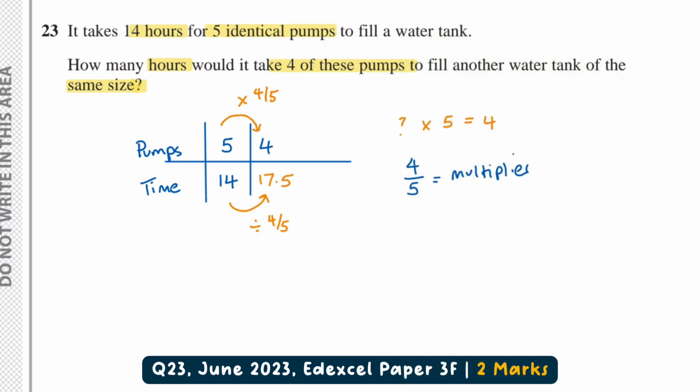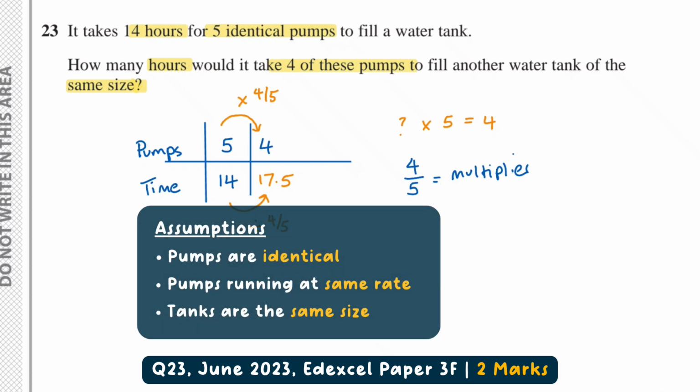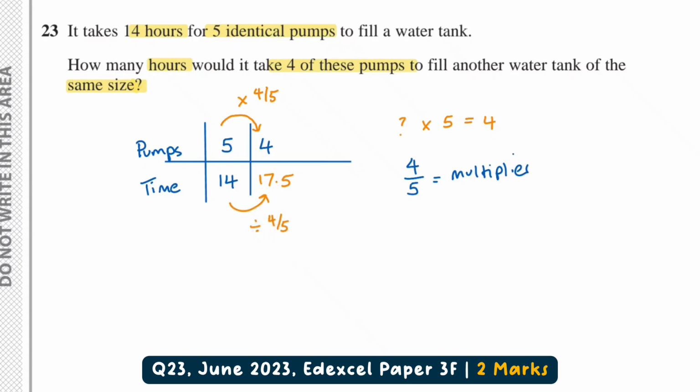Now, if you think about this, this makes sense. If it's taking 5 pumps 14 hours, if we reduce the number of pumps, it should take longer to fill the same tank. That is assuming that the pumps are identical, which the question tells us that they are. Also that the water tank is the same size, which the question again tells us that's the case. And we're also assuming that the water is running at the same rate. So in this question, we're making 3 assumptions. We're assuming that the pumps are identical, they're running at the same rate, and that the water tanks are of the same size.